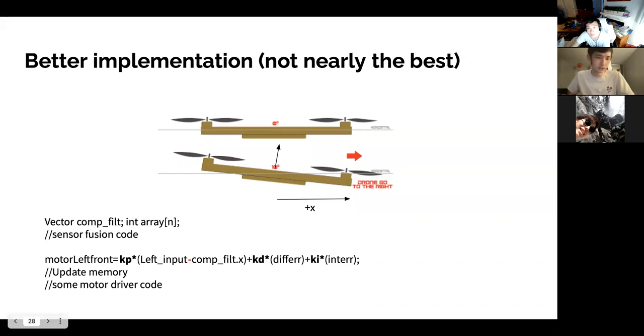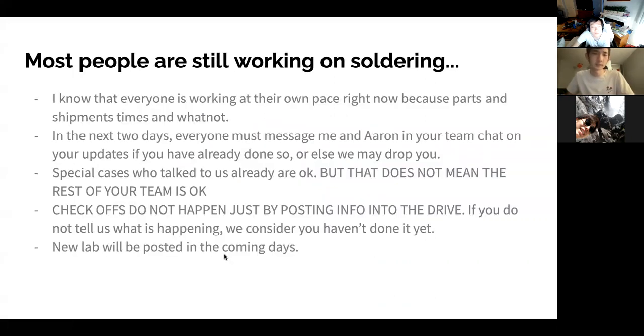Okay, if there are no questions, we'll move on to logistical stuff. First one, most people are still working on soldering. There's a lot of stuff happening with people's parts coming late and tools coming late. A lot of people have messaged us directly, which we really appreciate and is really helpful. A lot of you also didn't message us, considering that the thing is due today. So I know everyone's working at their own pace, but in the next 2 days, make sure to message me and Aaron, because we don't want to have to go around texting everyone. We're also pretty busy. So make sure to message me and Aaron in your team chat with your updates.